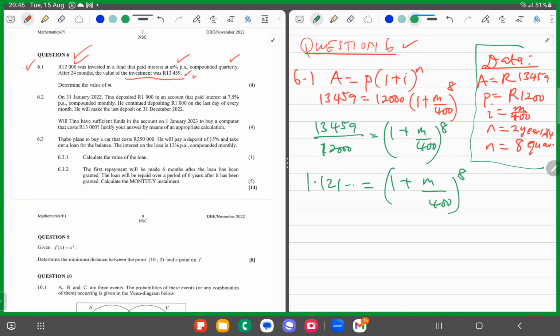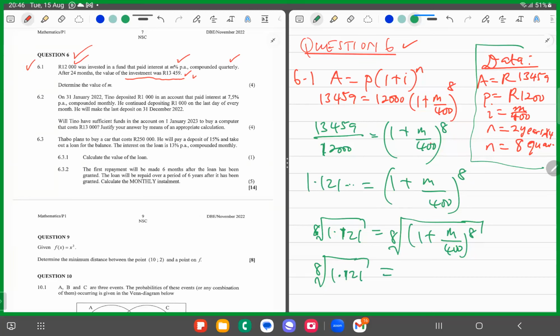So now what do we do here? We take the 8th root of both sides. So we're going to take the 8th root of 1.121, which is the 8th root of 1 plus M over 400 to the 8th power, which is 1 plus M over 400.